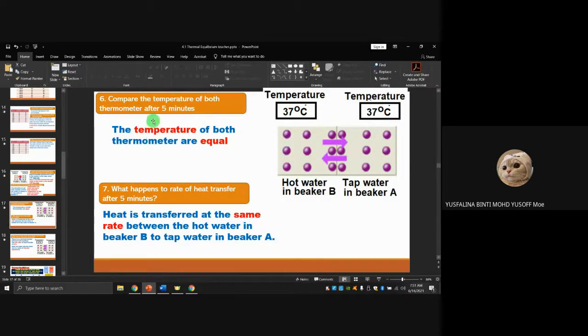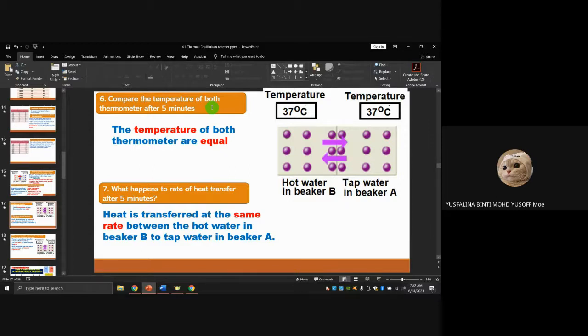Okay, next we compare the temperature of both thermometers after 5 minutes. Just now when we did the experiment, we waited until 300 seconds, right? So 300 seconds is equal to 5 minutes. After 5 minutes, we can see that the temperature of both the tap water and the hot water becomes the same, 37 degrees Celsius. At that time, we call it having reached thermal equilibrium.